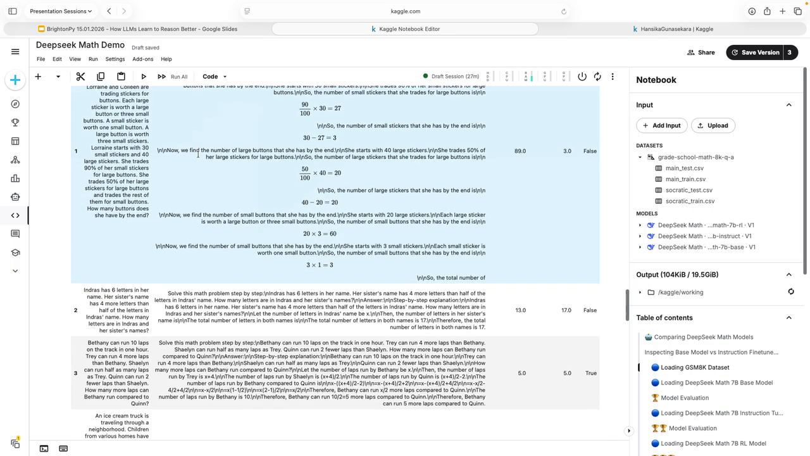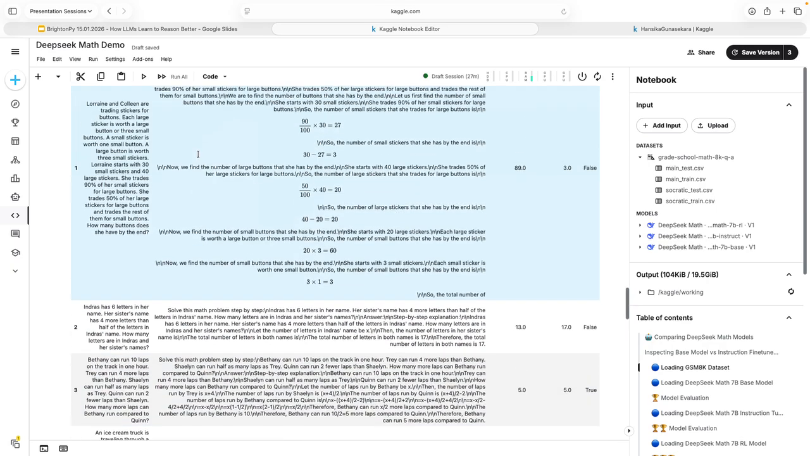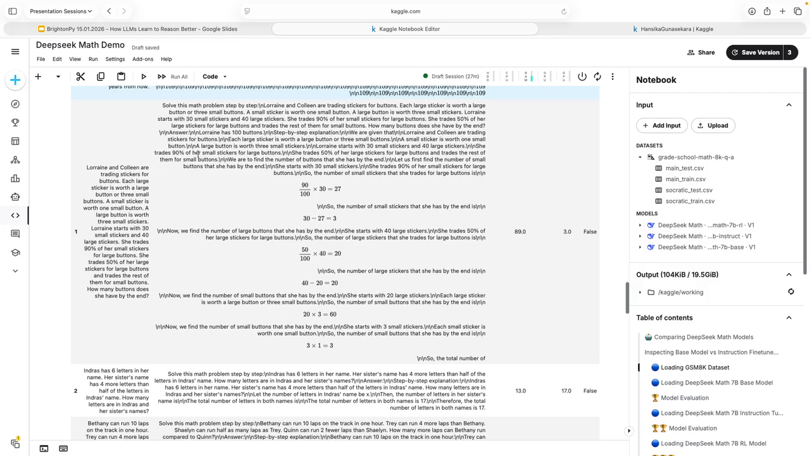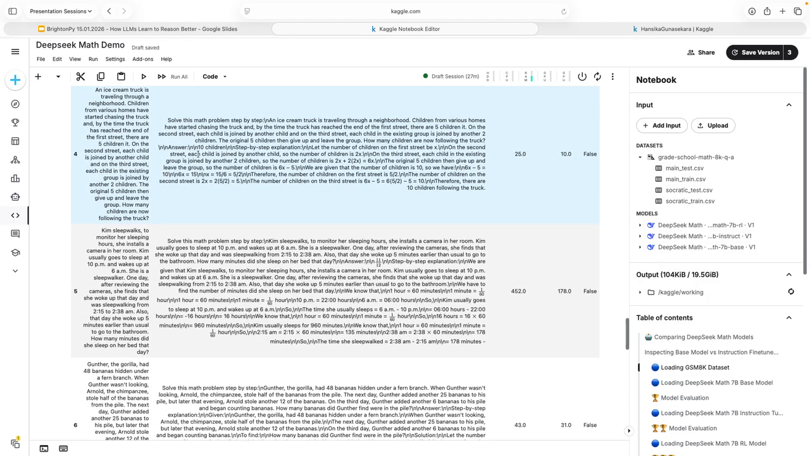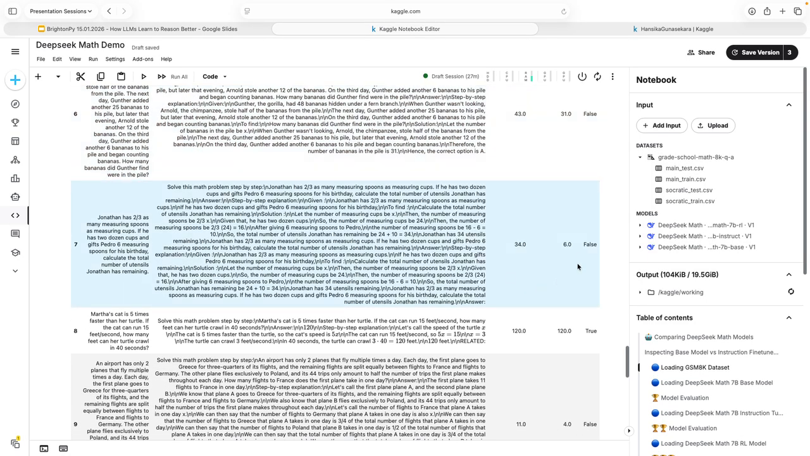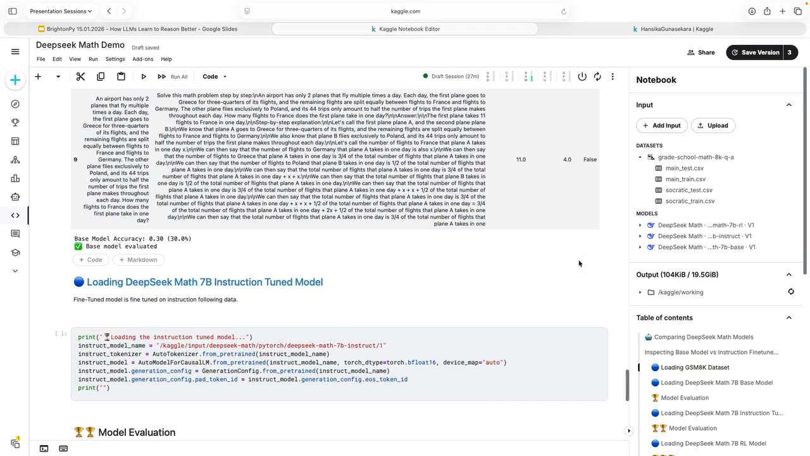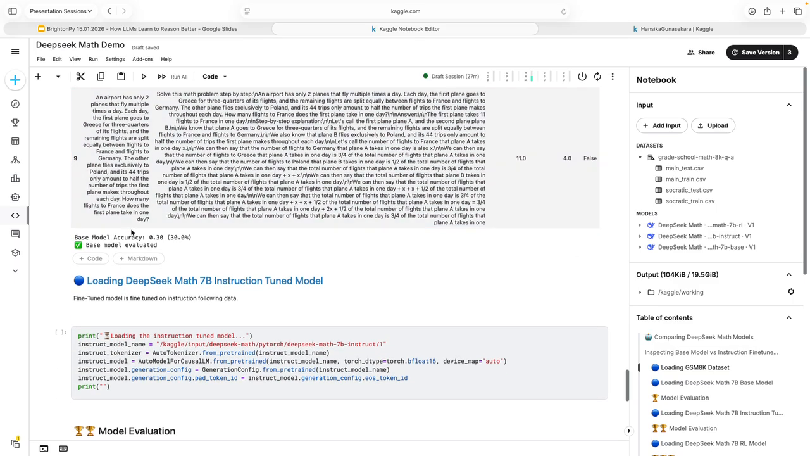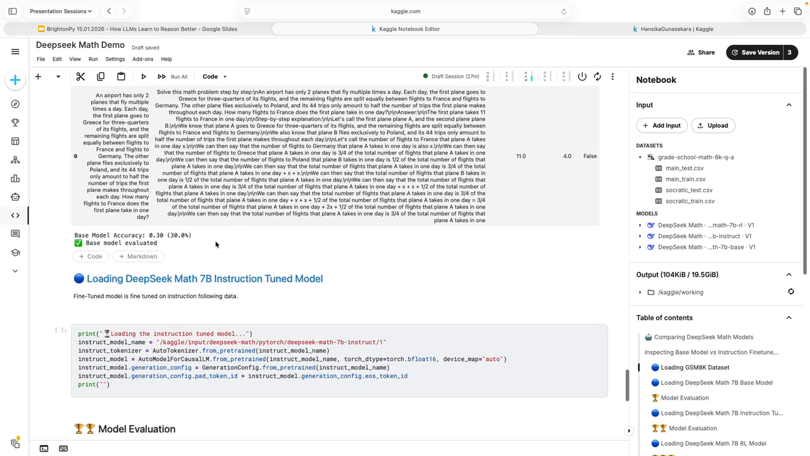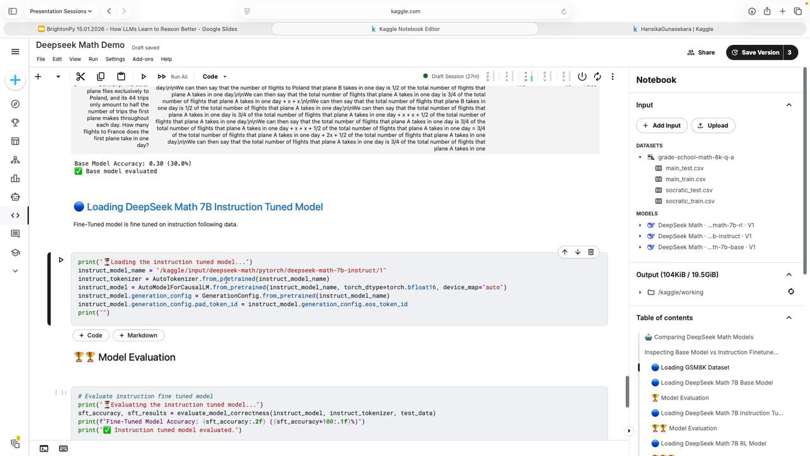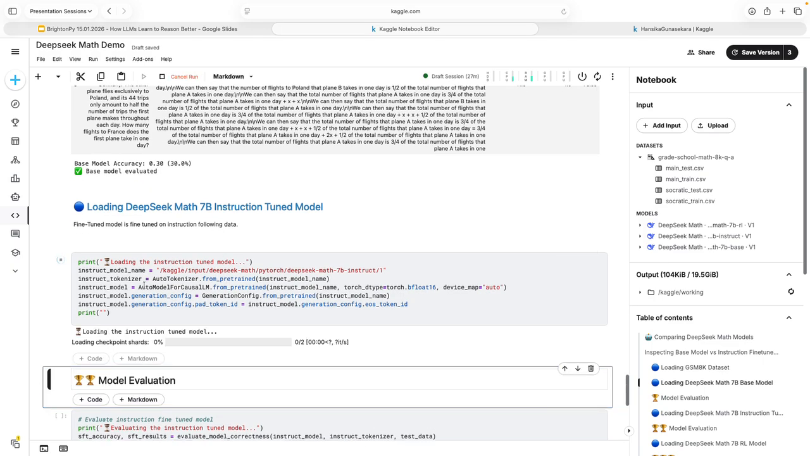Now we can see the evaluation results. Out of 10 questions, we can see lots of incorrect answers. So the base model accuracy is only 30%, that it has only answered 3 problems correctly. Now let's see how to load the instruction tuned model.